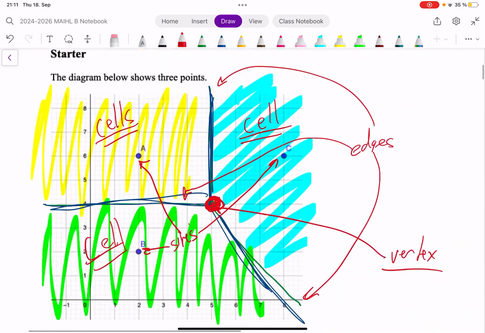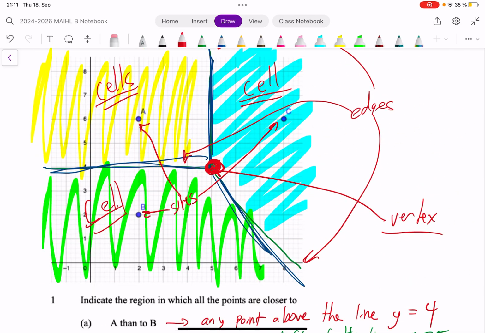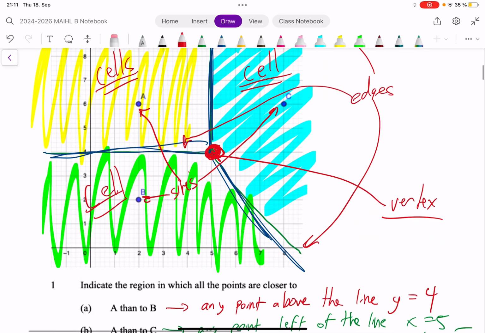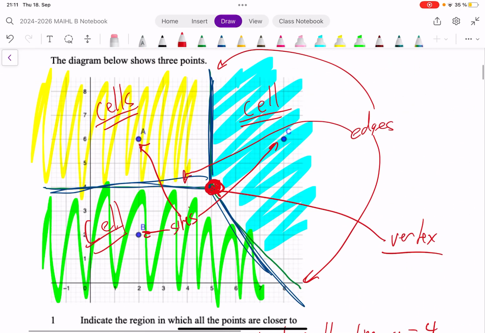Right, so if I join sites, the line joining 2 cells. So the edges, like this edge right here, is the perpendicular bisector and joins the cell that contains A and the cell that contains C.